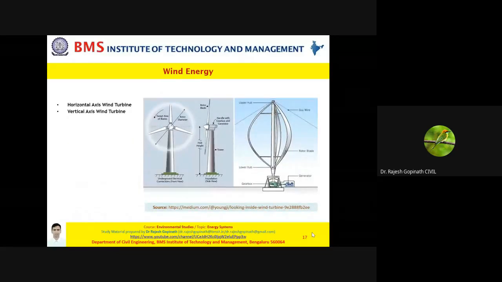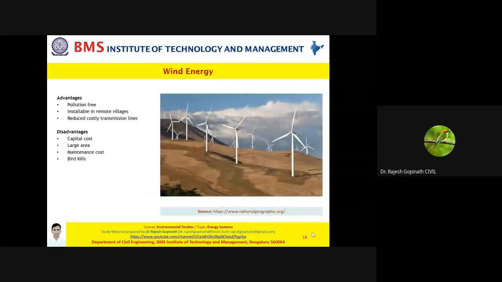Now, the various modifications will be with respect to how these turbines rotate. Are they rotating about the vertical axis or about the horizontal axis? So these are the two modifications for wind energy. Now, what are the advantages? Yes, it does not produce pollution.